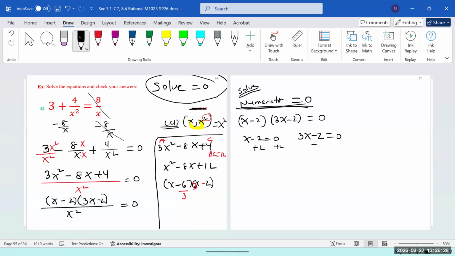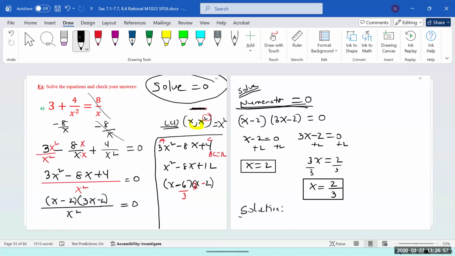Add 2, add 2, add 2, add 2. So x equals 2, simple. We don't have to do anything, stop. But this one is 3x equals 2. So I divide by 3. So x equals 2 over 3. And what happens to the extra in the denominator? Now it's coming. So numerator gives a solution. So our solution is x equals 2 and 2/3.